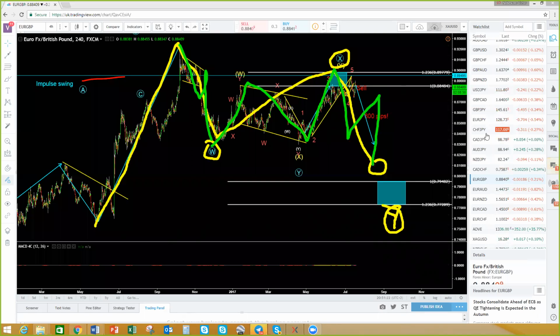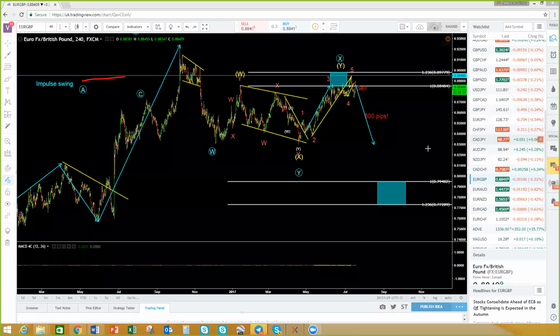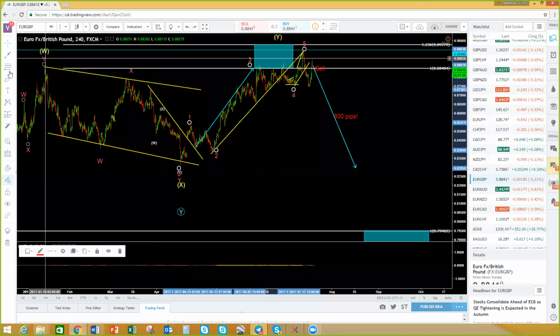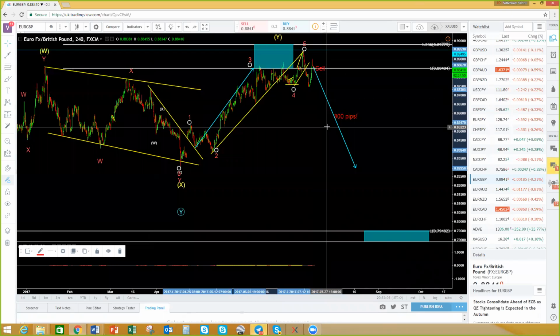Let's clear all drawings. This trade will be valid as long as this blue line is not broken. Okay, so we had a clear 1, 2, 3, 4, 5. Those who attended the webinar yesterday, that's what I started with, explaining the 1, 2, 3, 4, 5, A, B, C, which most Elliott Wave beginners only know. That's what most people know. They don't understand the WXY analysis.